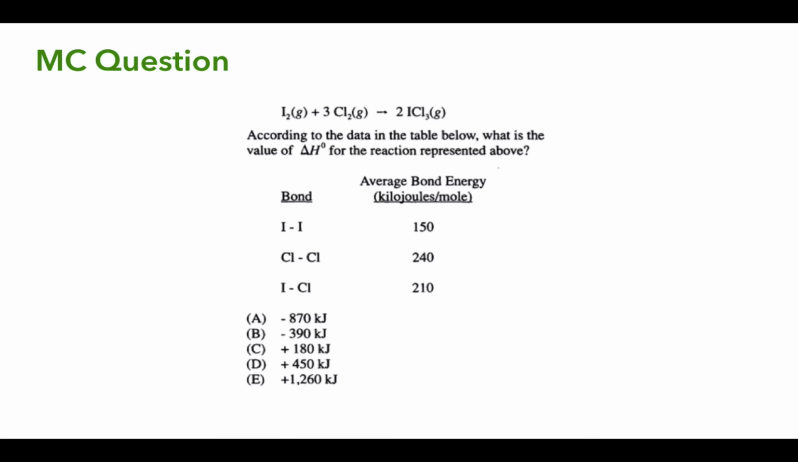So you do 1 of the 150s plus 3 times the 240s. That gives you the number for broken, and you subtract that by 6 times the 210. 3 of them are in the ICl, and that's occurring twice. You're going to end up with B, negative 390.